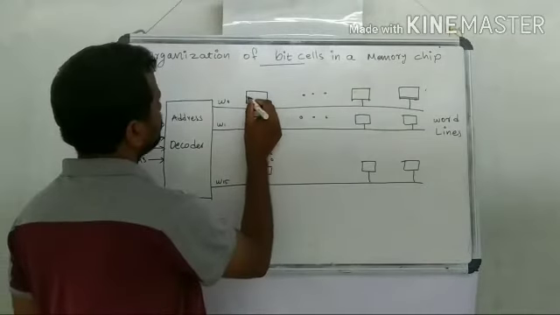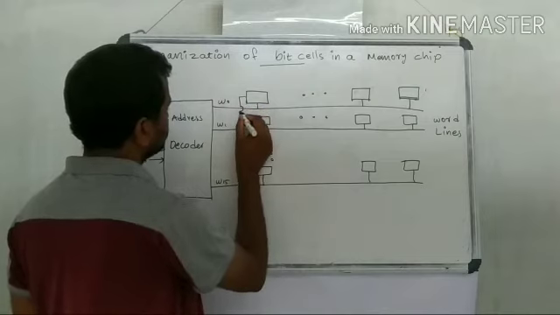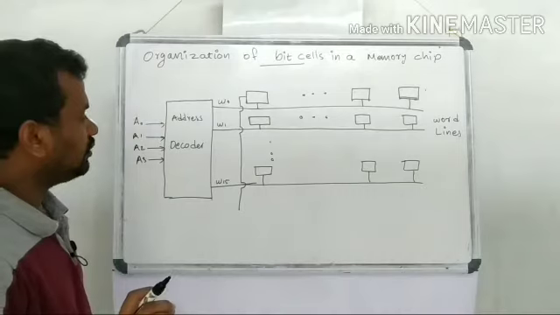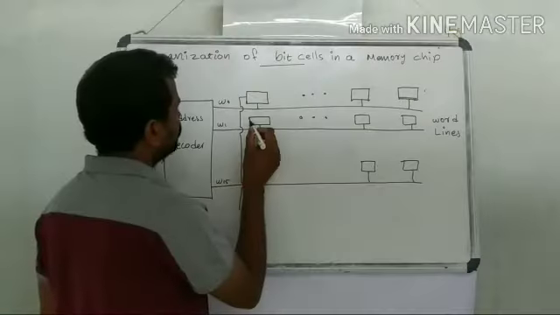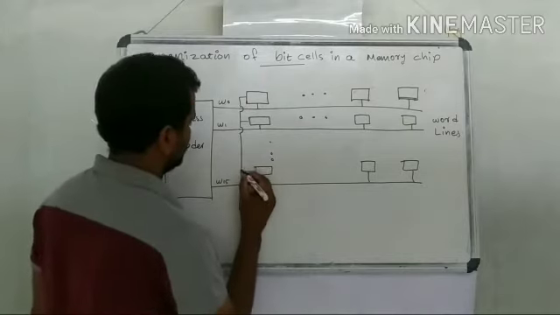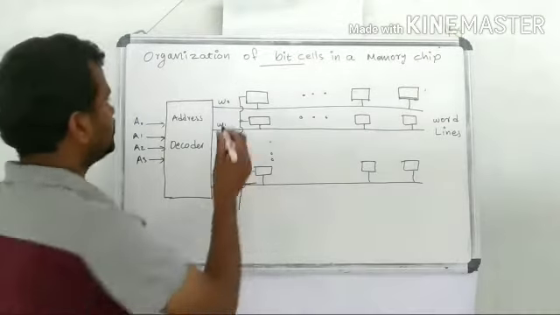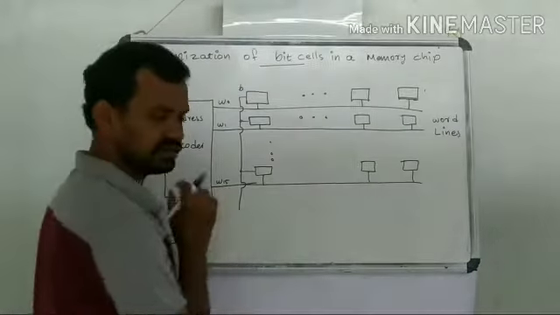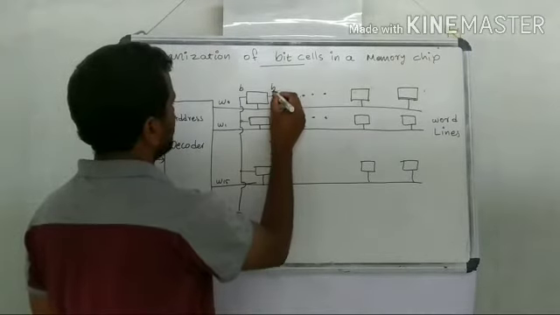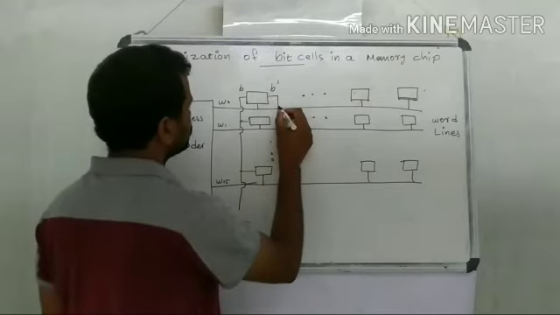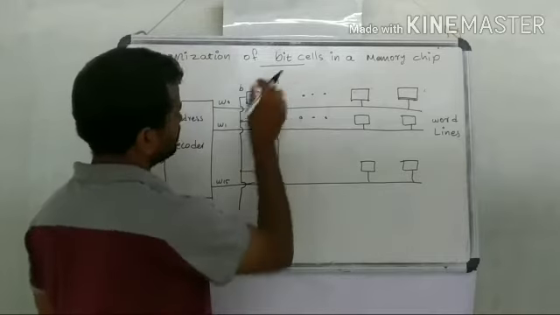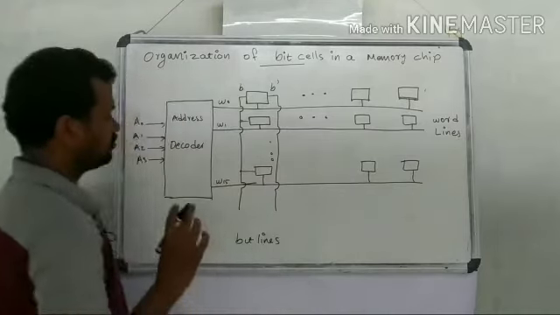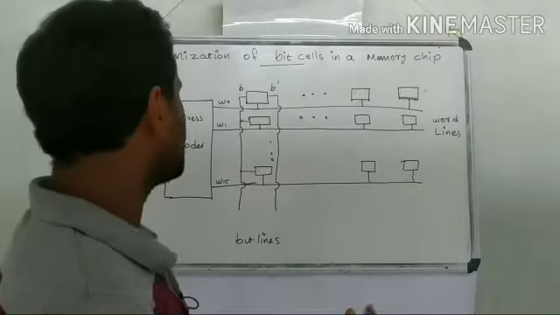Then the content from these memory cells or bit cells will be read through another line. This line is called a bit line. The value present within the memory cell will be available through the bit line, and the complement of that value, b bar, will be available through another line. These lines we call bit lines: bit line and bit line bar, or complement. Through these lines we can read the content of the memory cells.